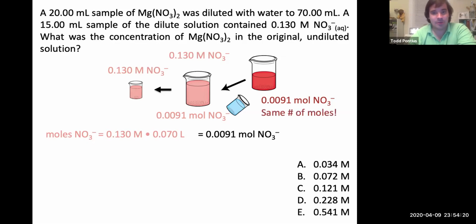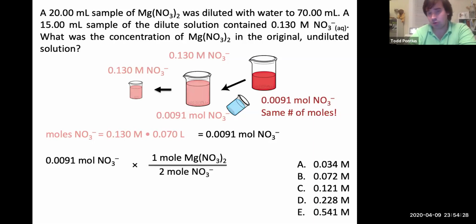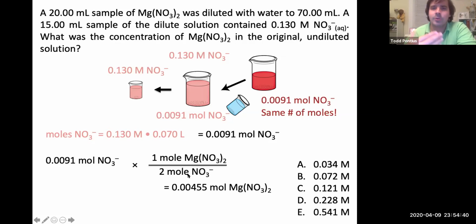Now that we know the number of moles, we can convert that into moles of magnesium nitrate. For every 1 magnesium nitrate, there are 2 moles of nitrate, which ends up giving us 0.00455 moles of magnesium nitrate. And then finally, what are we looking for here? Well, we're looking for the original concentration. Concentration is moles per liter.